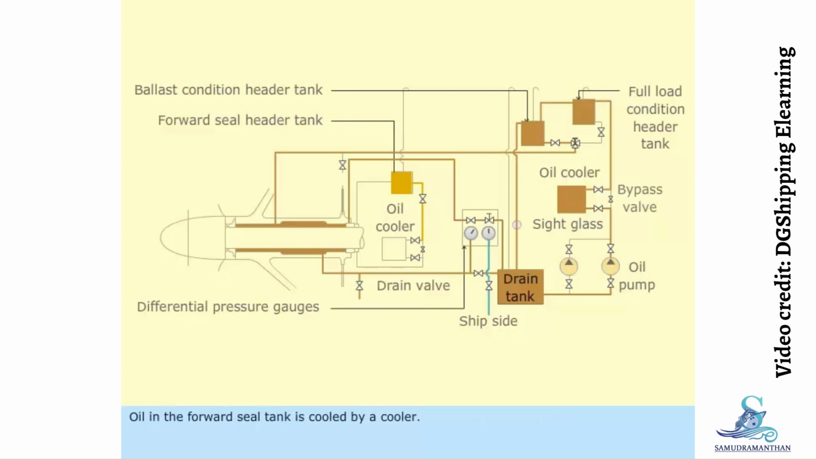Oil in the forward seal tank is cooled by a cooler. In some cases, the tank is provided with radiator fins on the tank surface. The air in contact with the fins cools the tank, which in turn cools the oil.